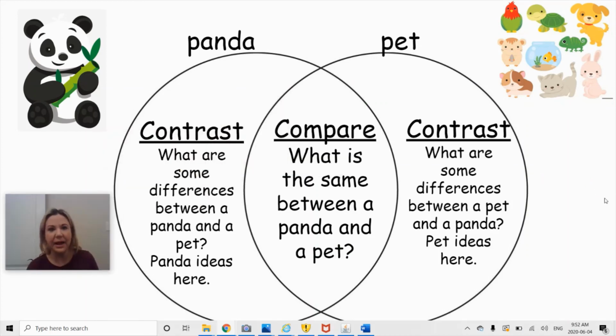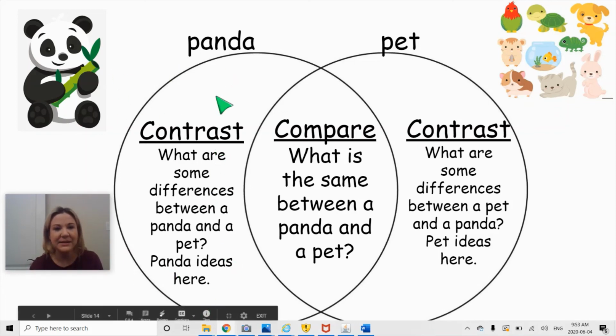So here's an example of what your Venn diagram will look like. On this side, you're going to talk about things that are specific to a panda bear, that's different from a pet. So panda bears eat, does anyone know what this is called? Bamboo, good. So here you might write, panda bears eat bamboo. What color are panda bears? Black and white, good. You could write that there. Panda bears, where do they typically live? Can you have them as a pet? So things that are unique to panda bears. Panda bear ideas go here where it says panda.